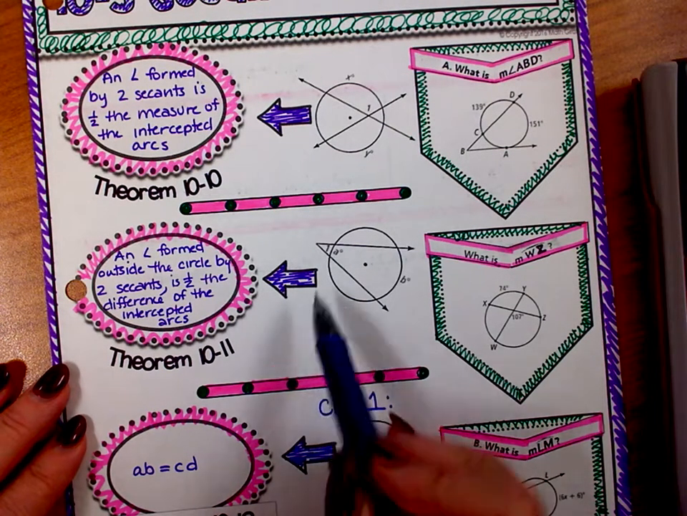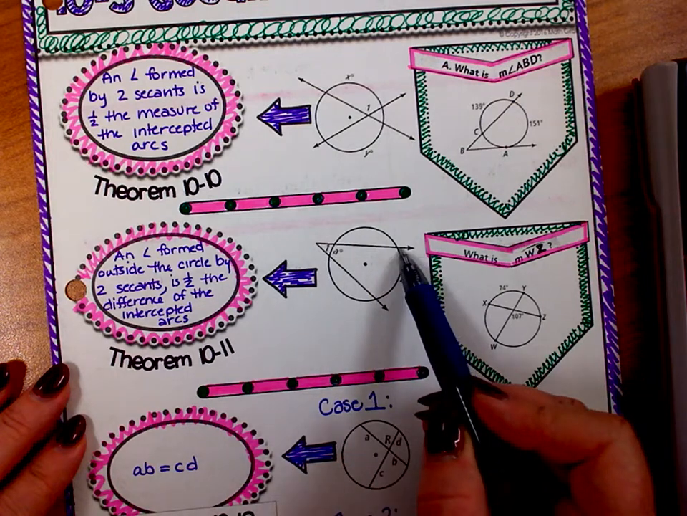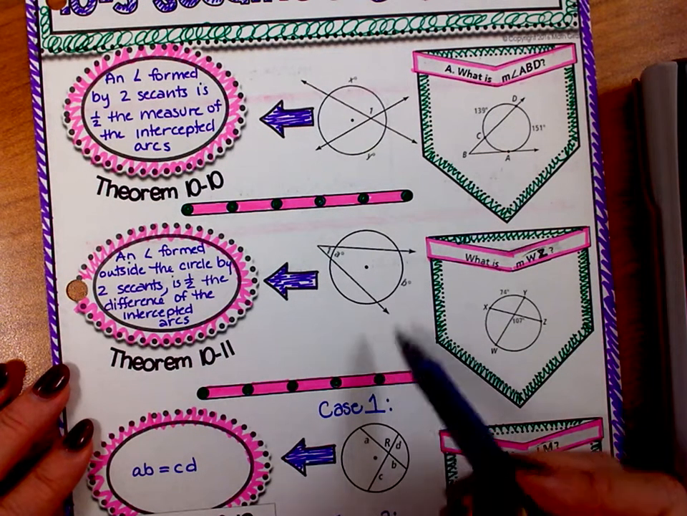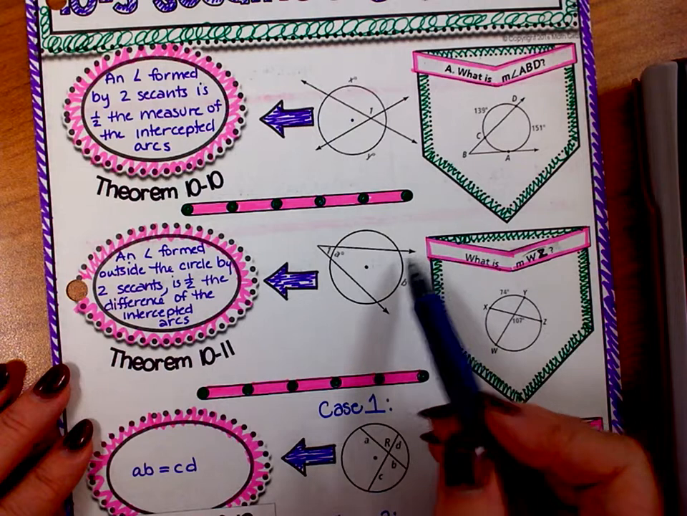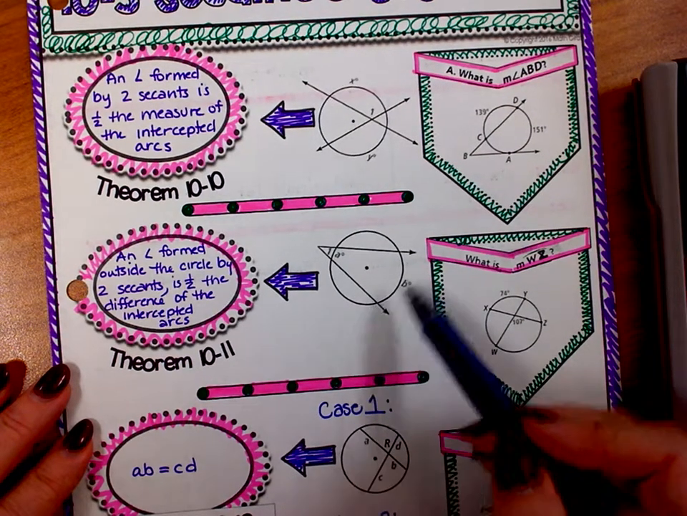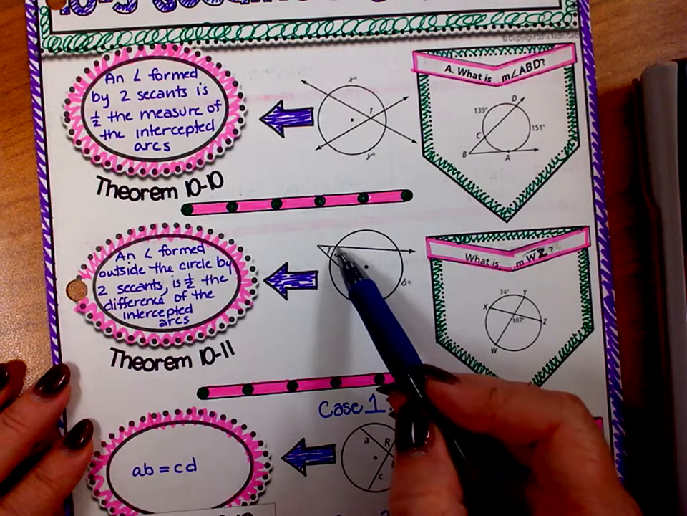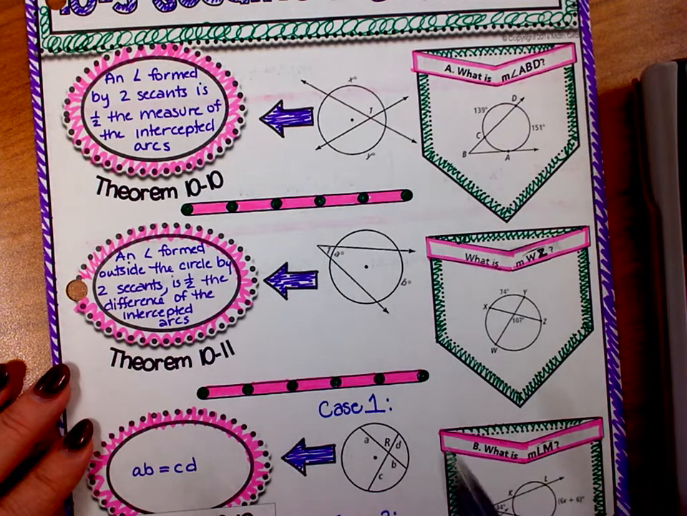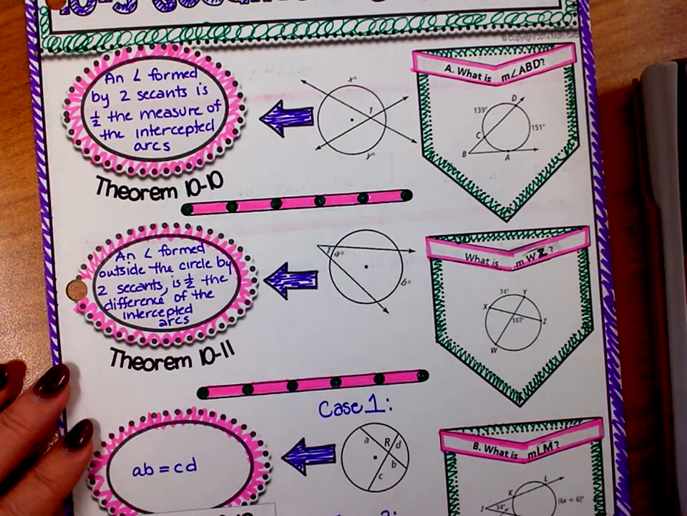Theorem 10.11 says an angle formed outside the circle by two secants is half the difference of the intercepted arcs. So arc A and arc B are the intercepted arcs. We would take arc B minus arc A and take half. And that's going to be the angle measure for angle 1.